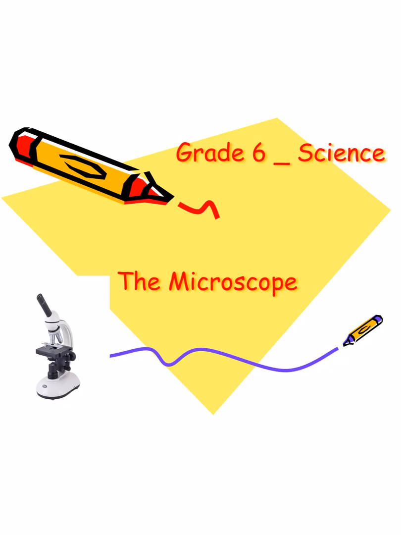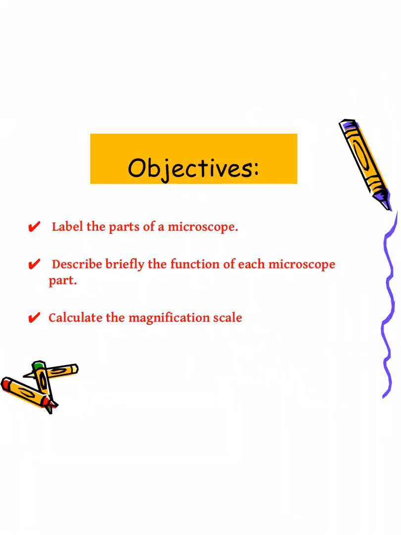Our lesson for today is about one of the most useful instruments in the biology lab, which is the microscope. At the end of this presentation, you should be able to label the parts of the microscope and describe briefly their functions, and we will learn how to calculate the magnification scale.